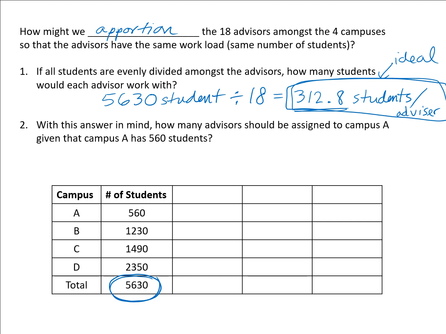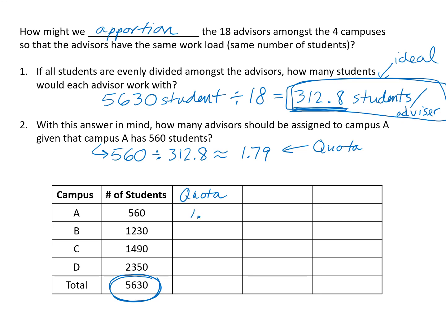Let's start with Campus A. Campus A has 560 students. If I have an ideal number of 312.8 students assigned per advisor, I take those 560 students and divide by 312.8 to get the ideal number of advisors for Campus A. If I do that calculation, I get 1.79. That is what we would consider a quota, or an ideal number of advisors, for Campus A. I'm going to put that in the table because I'm going to create those quotas for each campus.